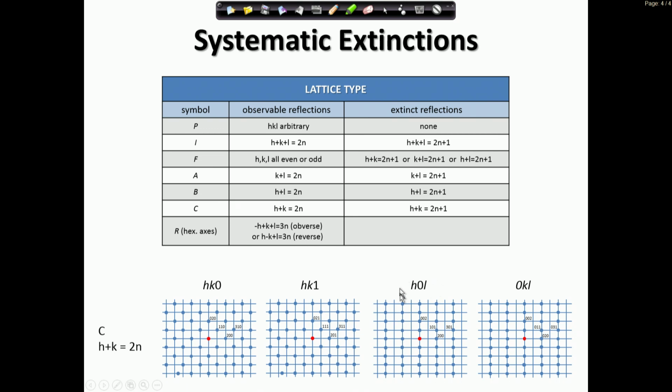If you look at the H0L plane, you see that every other line along A is missing, and if you look at the 0KL plane, so that's a plane perpendicular to A, then again every other line of reflections is missing. So if you look at the diffraction pattern or at the reconstruction of sections through the diffraction pattern, you can easily recognize that there is a pattern of systematic absences, and the pattern is specific to a certain lattice type.